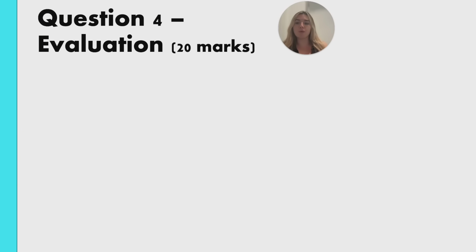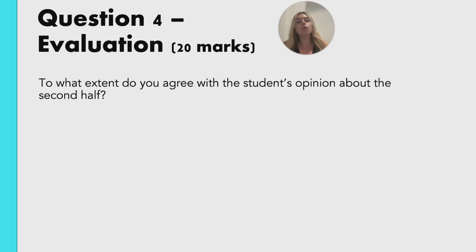Now, question 4, this is the evaluation question, and a lot of students do struggle with this question, so let's buckle in with this one. It will always be a question that asks you, to what extent do you agree with the student's opinion about the second half? When I say the second half, it will always give you lines for this extract. It will say from line 20 onwards, for example. Double check that in the exam. Make sure you do a little line, get a little highlighter, and highlight from that point onwards so you can have a look, because you don't want to use quotes from before the extract they've stated, because you actually won't get marked for that.